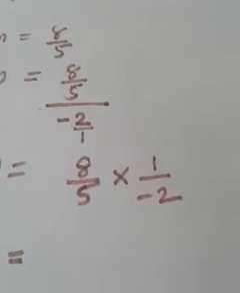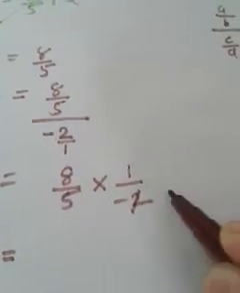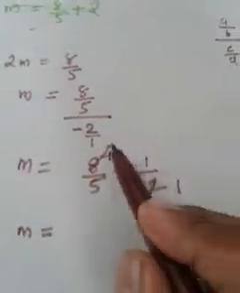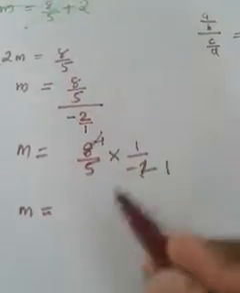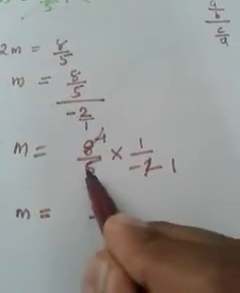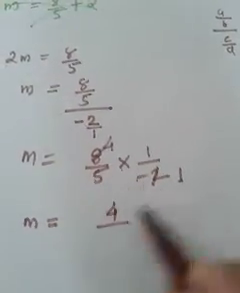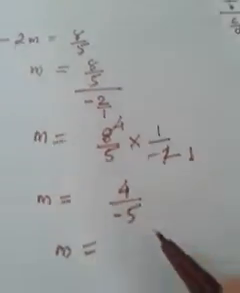And here, any cancellation possible? Of course, cross cancellation can be done. In 2, how many 2s? 1. In 8, how many 2s? 4. The value of m is 4 into 1, which is 4, over 5 into -1. Here the sign is there. 5 into -1 is -5. So m we got as 4/-5.